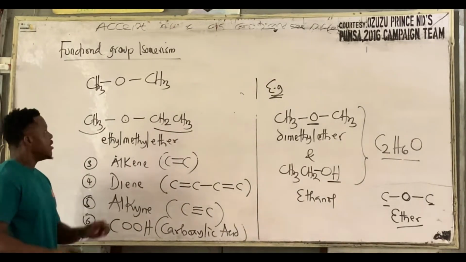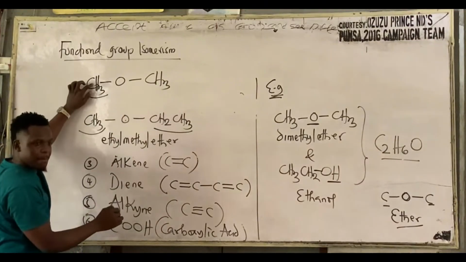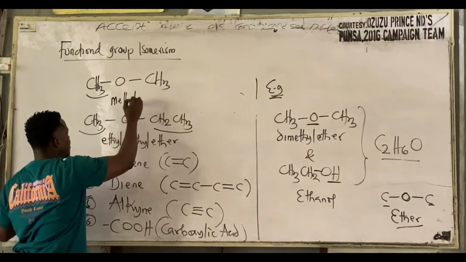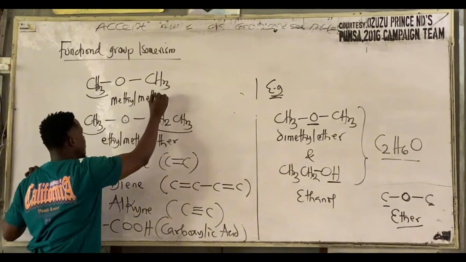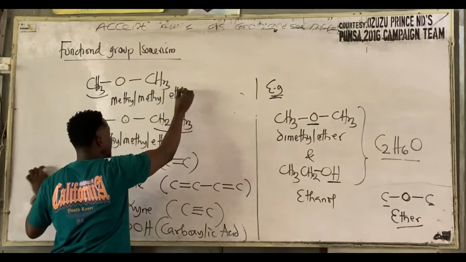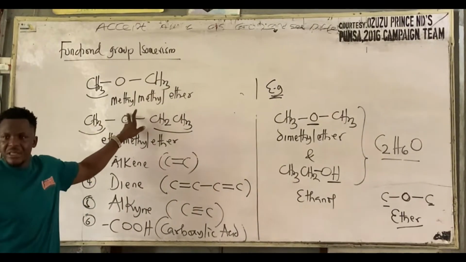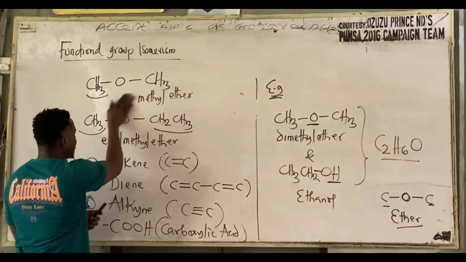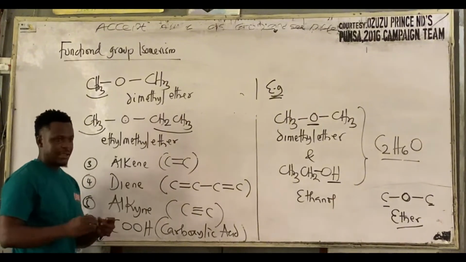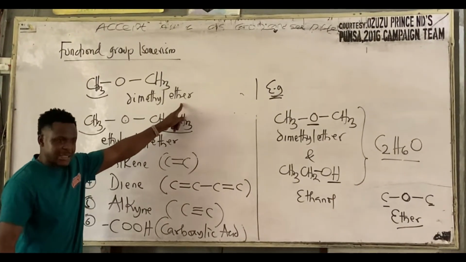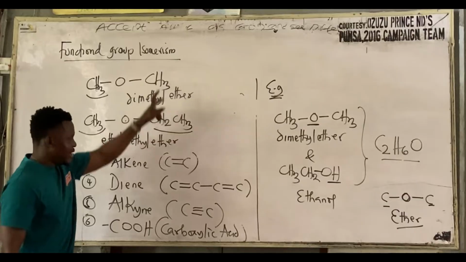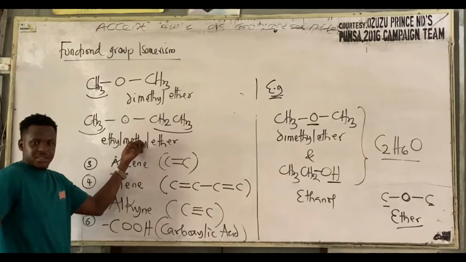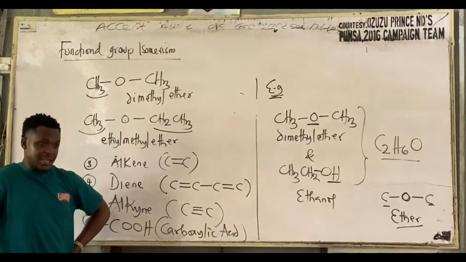Now what is this one? If you say methyl, does it make sense? Anytime things appear twice, you take one and multiply it. So two methyl groups: we use dimethyl. This one now becomes dimethyl ether, because they are the same. If they are not the same, you do it alphabetically, then add the word ether. Do you understand now? Yes.